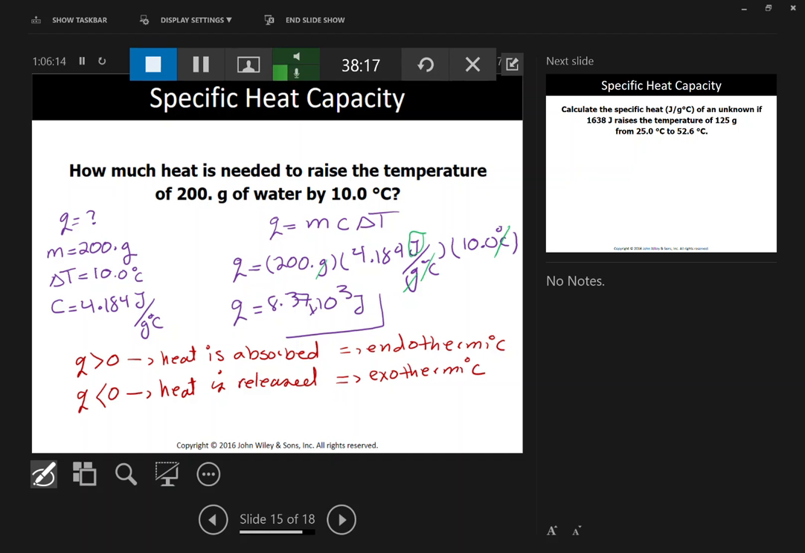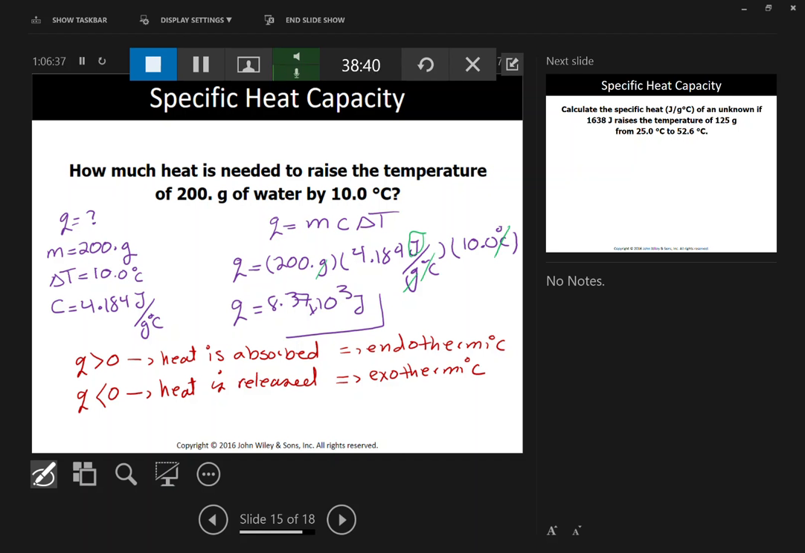So we can have positive Q or negative Q. But positive or negative would tell us only if the reaction is exothermic or endothermic. It doesn't change the magnitude of the heat. It just tells us the flow of heat, if heat was absorbed or released during a chemical reaction.